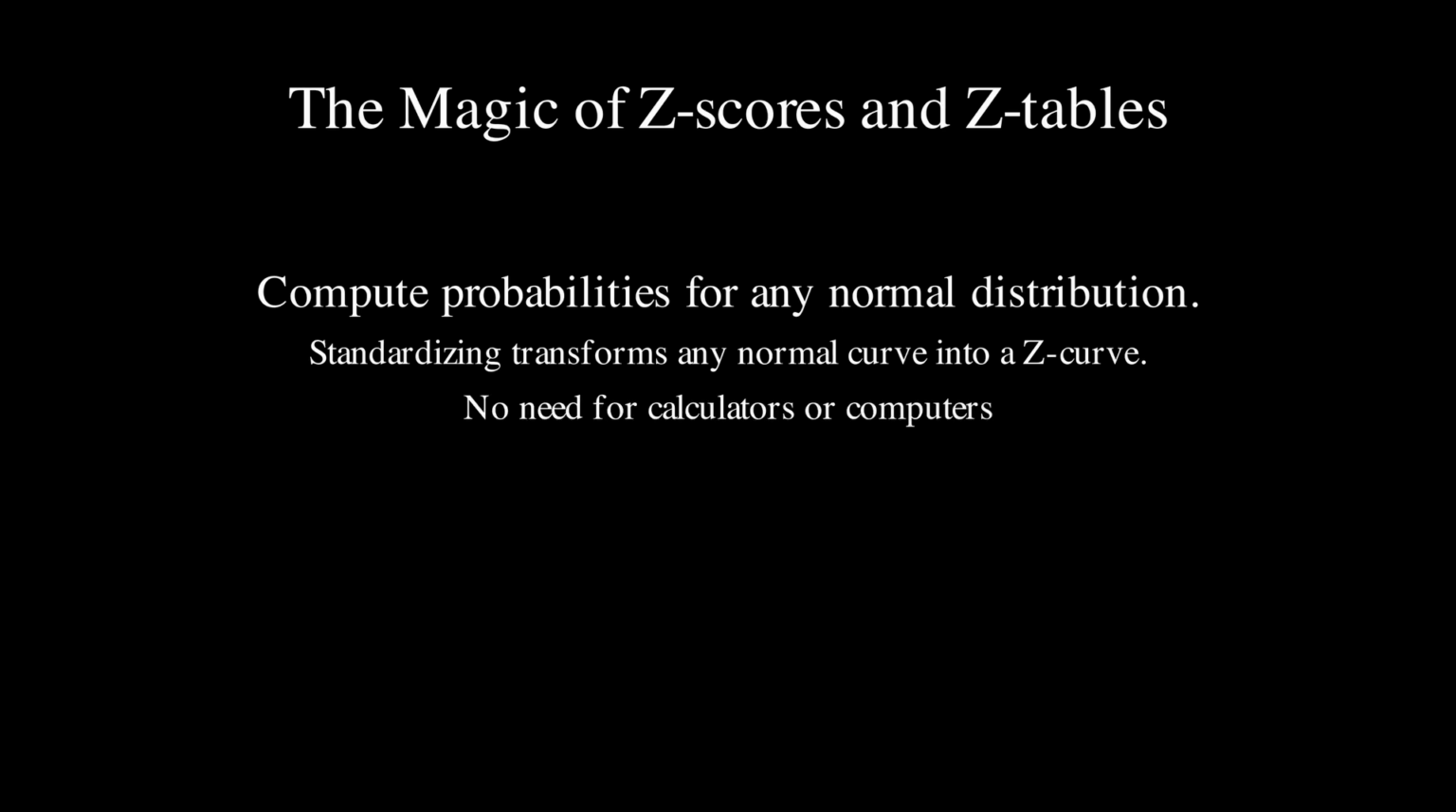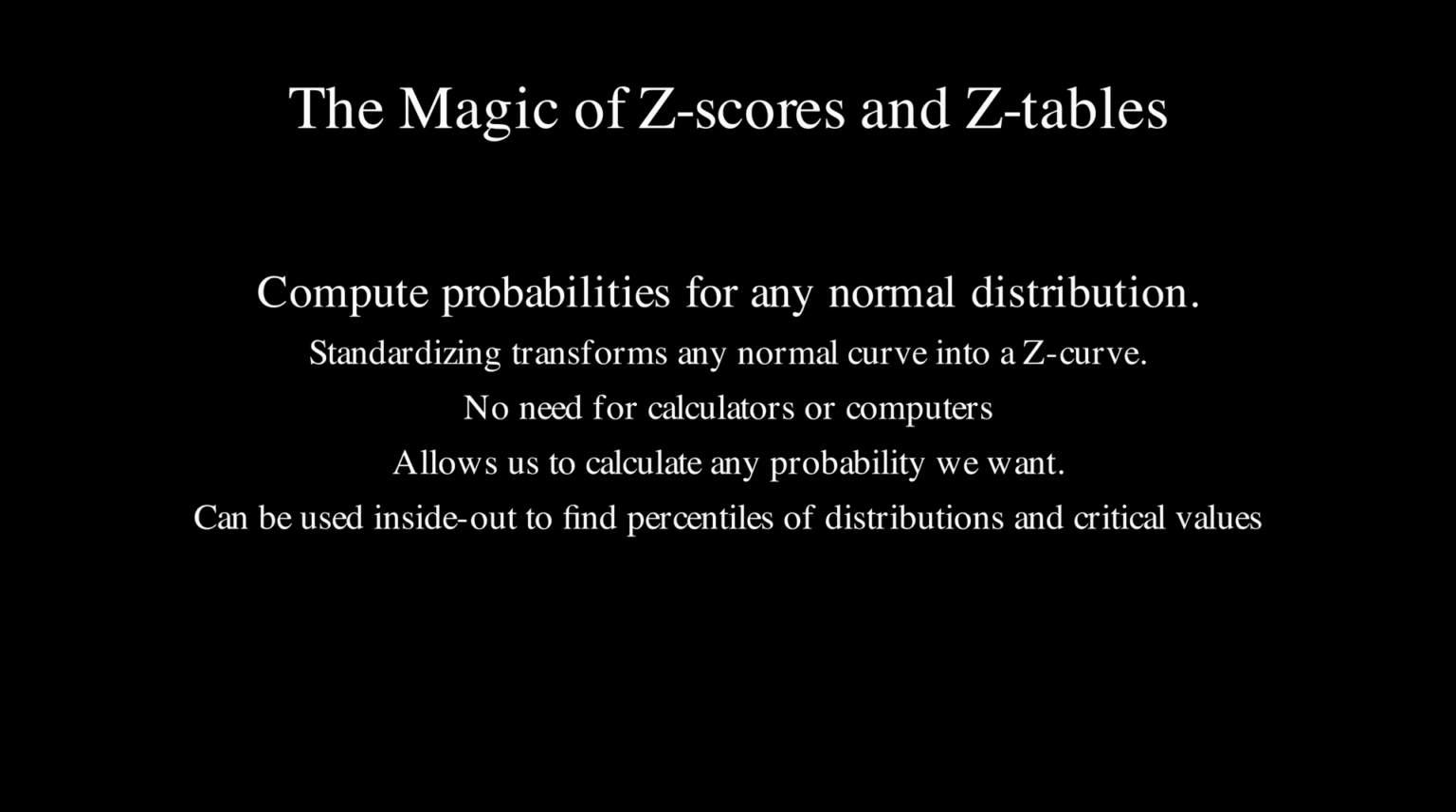We can compute probabilities for any normal distribution using one single table with no calculator. Standardizing transforms any normal distribution into a z-curve. We have no need for calculators or computers, and this allows us to calculate any probability we want. And we can even use the z-table inside out to find percentiles of distributions and critical values, which are useful in all areas of statistics.